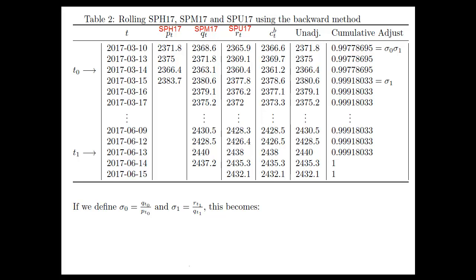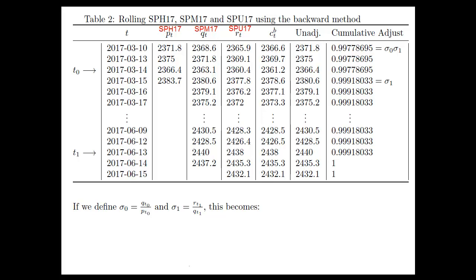Now look what's happening at T1 on the 13th of June. We are dividing SPU 17 by SPM 17. In other words, dividing the most forward month by its nearest back month. This gives us the ratio of 0.9991833, in which to multiply all data points, in other words the open, high, low, close prior to that roll.